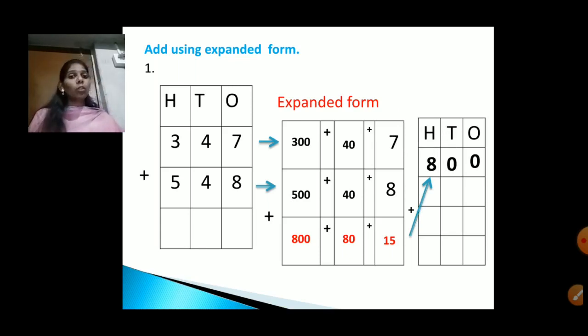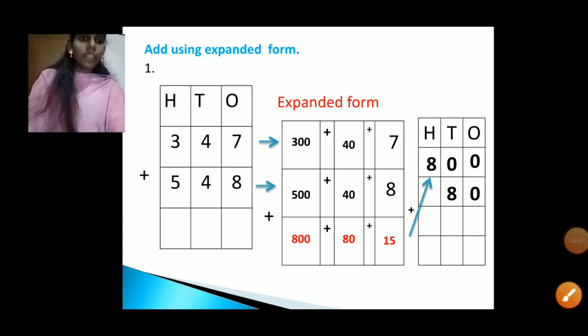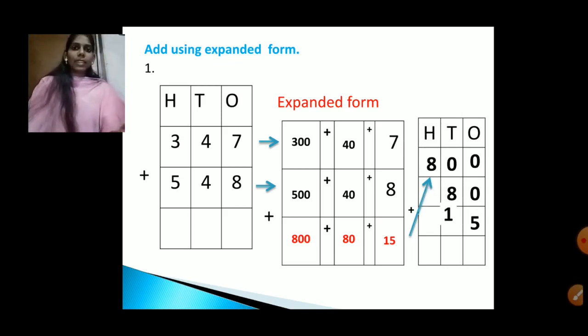Correct? Now we will arrange 80. For 80, what will we do? We will write 0 under the ones place, and 8 we will write under the tens place. 80. Correct? And next is 15. For 15, 5 we will write under the ones place, and 1 we will write under the tens place. That is 15. Okay? Now we will add these numbers.